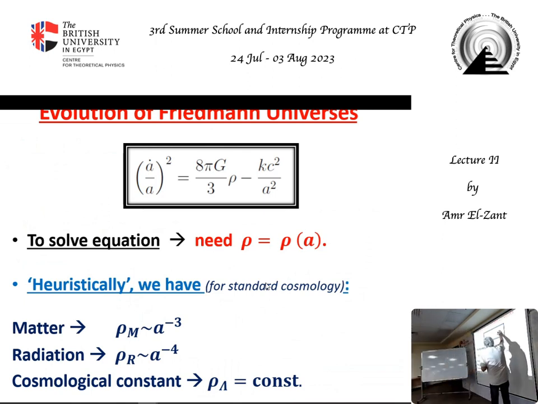But we need to solve this equation. To solve this equation precisely, we need rho as a function of a. We said that rho for matter is 1 over a cubed, 1 over a to the 4 for radiation because it's redshifted, and constant if you have a cosmological constant. So this dark, strange thing.